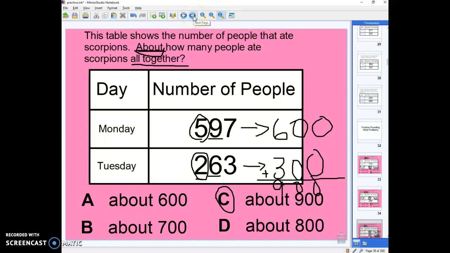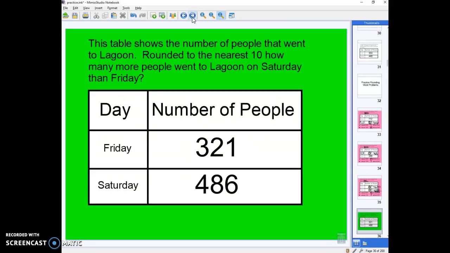Okay, let's try it without multiple choice here. So this table shows the number of people that went to Lagoon. Rounded to the nearest 10, how many more people went to Lagoon on Saturday than on Friday? So rounded to the nearest 10, it's telling me right there, I've got to round to the nearest 10. How many more people, "many more," that means I'm going to subtract, went to Lagoon on Saturday than Friday.